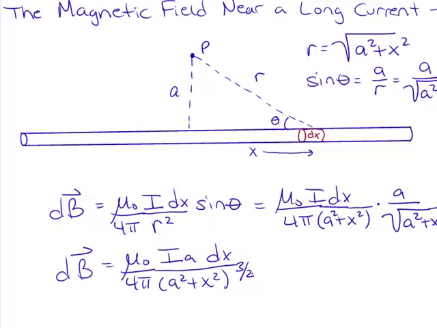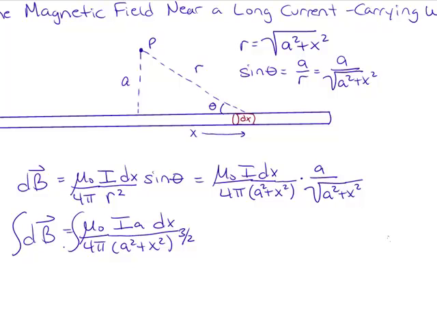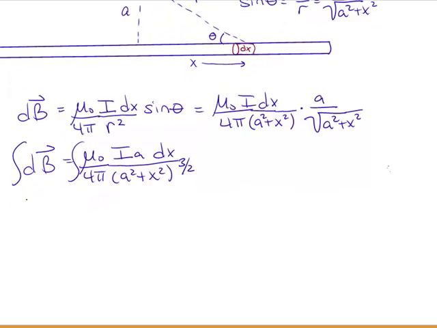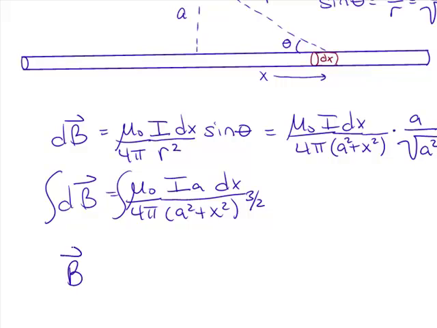Alright, so now we are really ready to integrate, and what we want to do is add up the contributions from all of the little wire segments dx, sum them all up, and get the total field at point P. So that summation process is our integral, and when we sum up all the contributions at point P from all the little wire elements, we'll get the total field at point P.